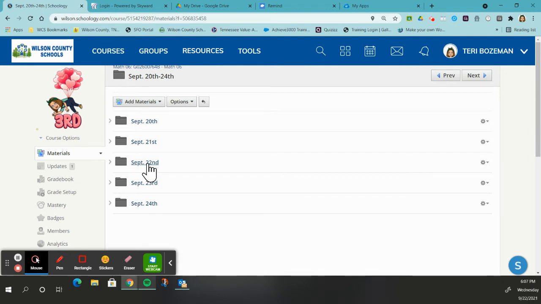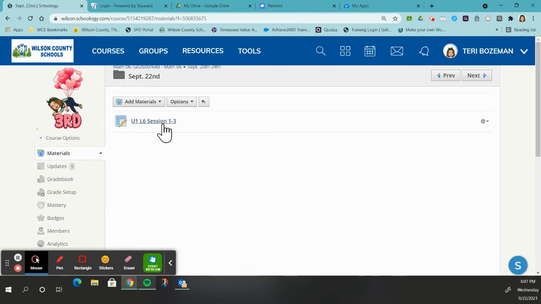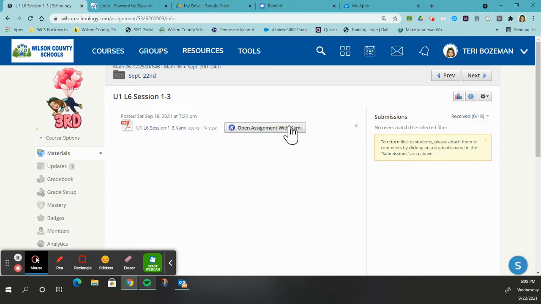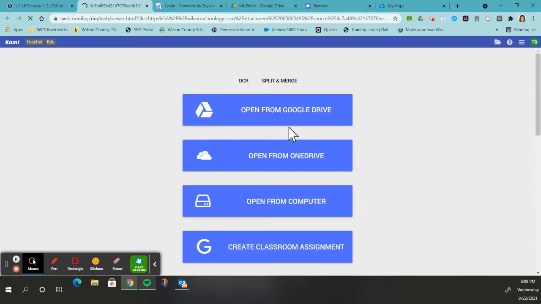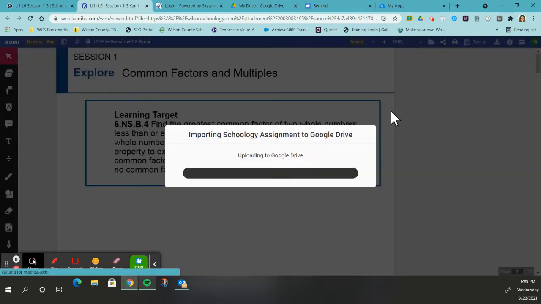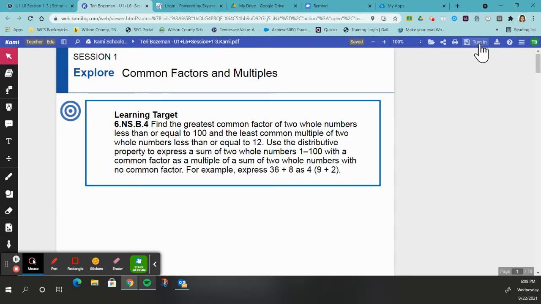When you look at this, I will have changed it to the 22nd through the 23rd because the presentation I'm about to go over with you will last for both days. So the first thing we're going to go over is Unit 1, Lesson 6, Session 1 through 3. When you click on the assignment, it will prompt you to open assignment with Kami. Remember that when you finish these assignments, if you're wanting to turn them in online and not work them in your textbook, then you need to make sure that you have clicked the Turn In option.